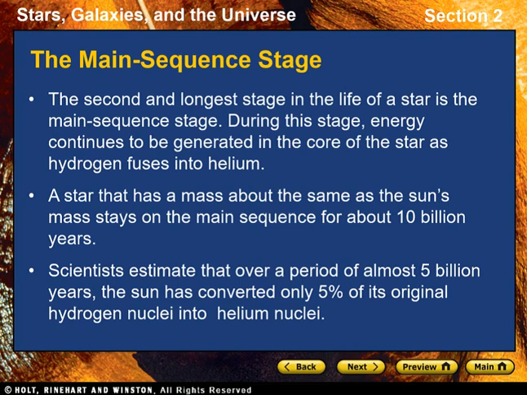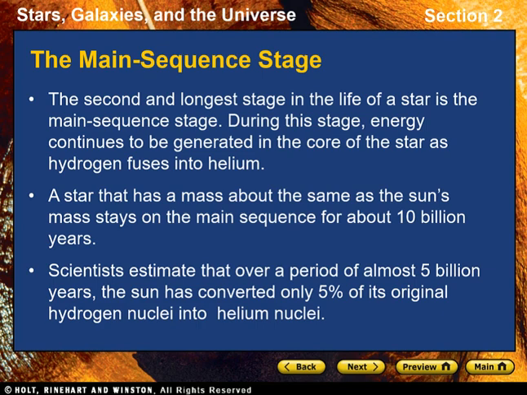Chapter 30, Section 2, the main sequence stage. The second and longest stage in the life of a star is the main sequence stage. During this stage, energy continues to be generated in the core of the star as hydrogen fuses into helium. Fusion releases enormous amounts of energy.